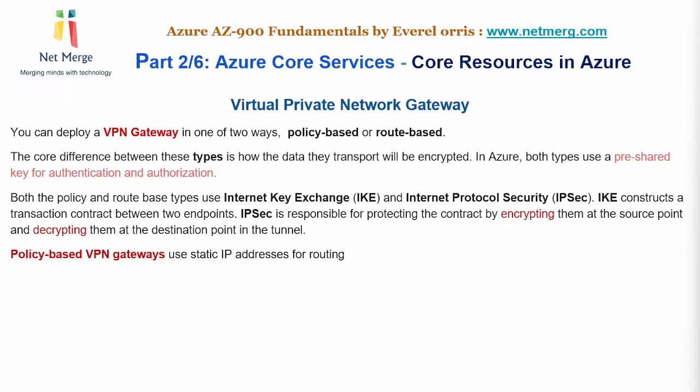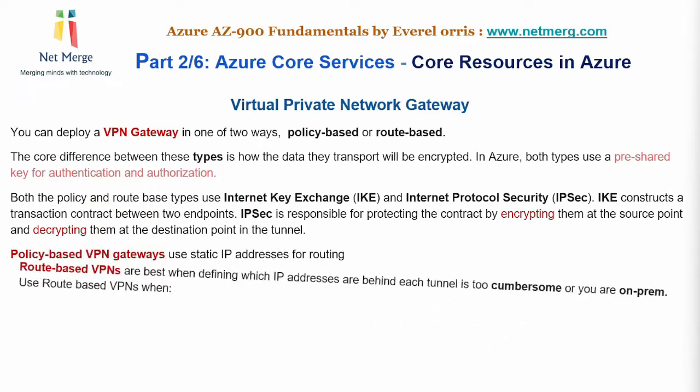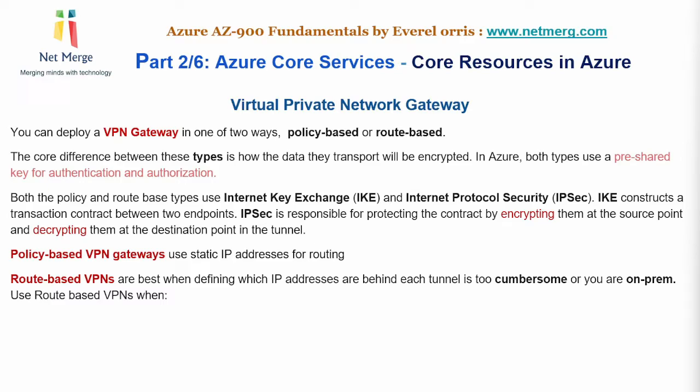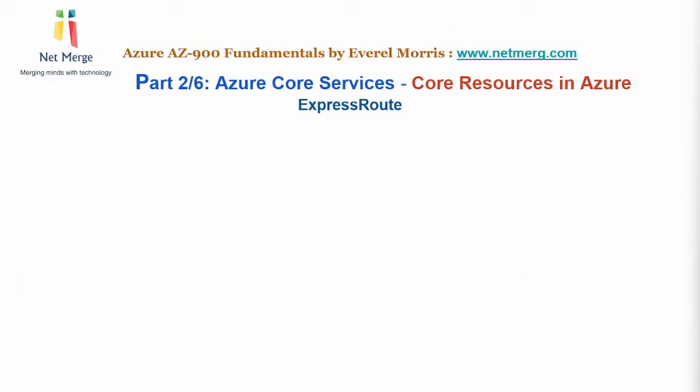You understand how your data is packaged to go over the internet using your Internet Key Exchange and your IPsec security. IPsec constructs the transaction, and IPsec is responsible for protecting the contract by encrypting and decrypting them at the source and destination point. So a policy-based gateway uses a static IP address. When you have that luxury, you could use policy-based. When you don't have that luxury, and you have a lot of different devices that keep changing, it is too cumbersome to do. You use route-based.